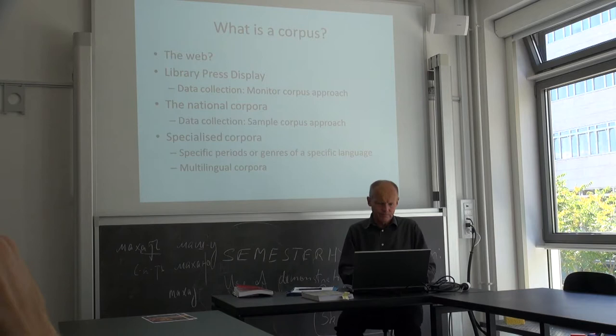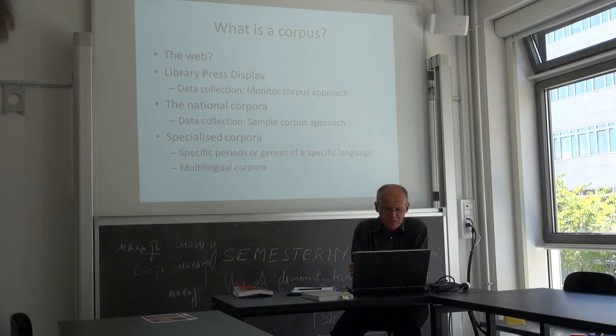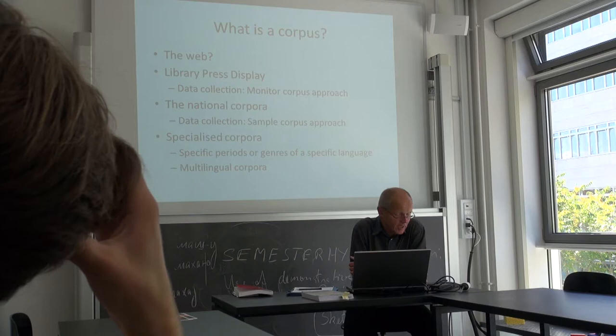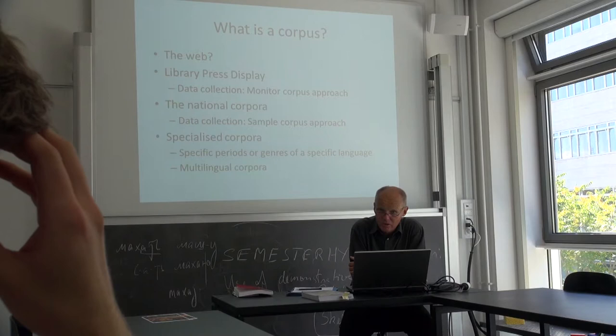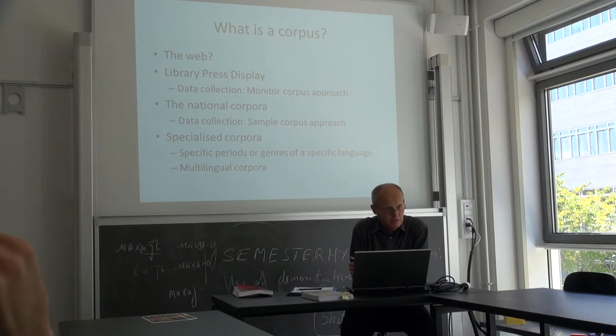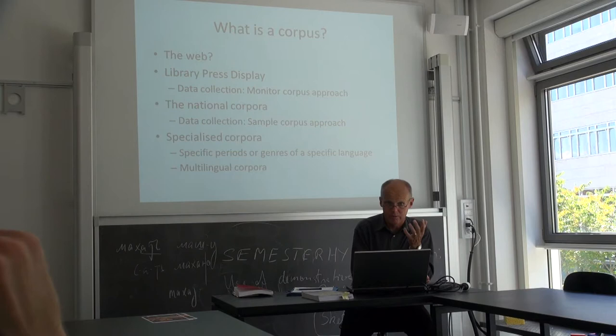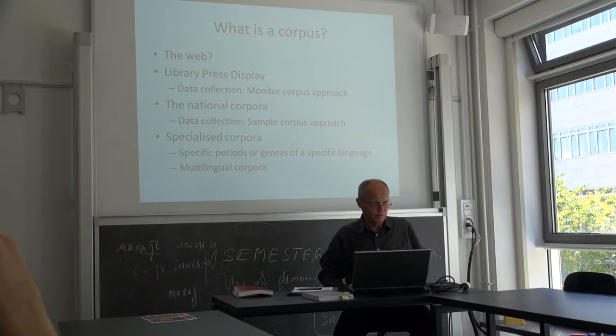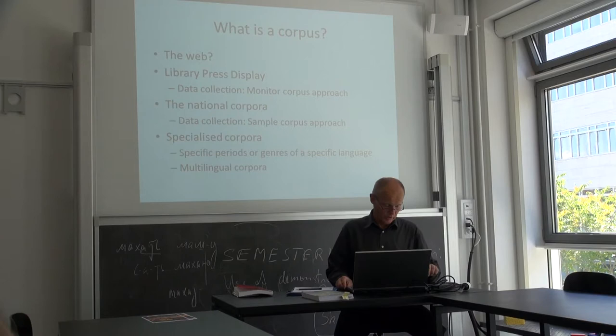Well, what is a Corpus Library Press display, which I'm going to show you later on, is somewhere in between what you could call it, because what makes it a candidate for a corpus in a more technical sense is that it actually has a grammar for each of the languages attached to it. So that when you search for a word, for example, democracy, you'll also have democracies and so on, and all the different inflectional forms in Russian and languages with a rich inflection.